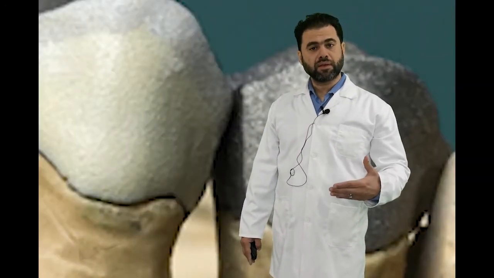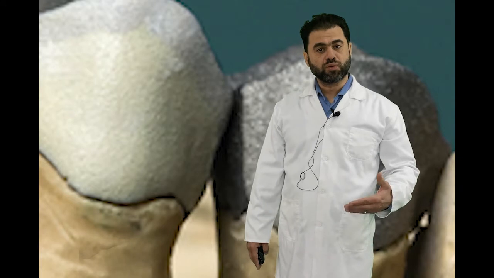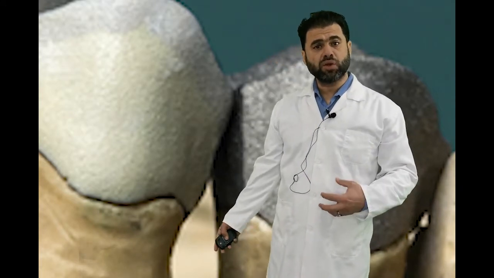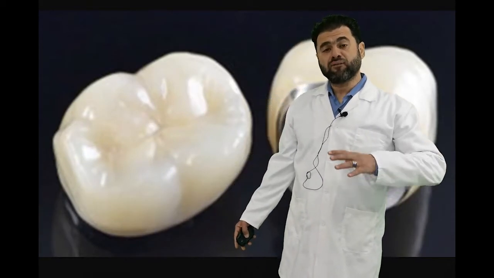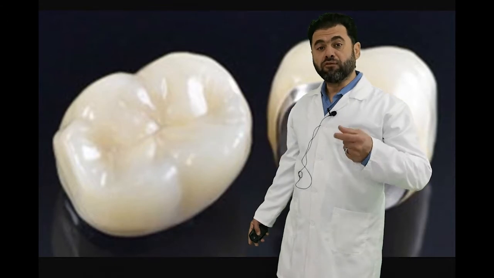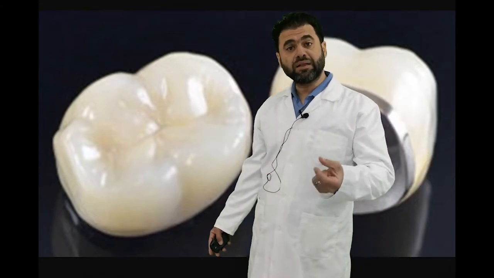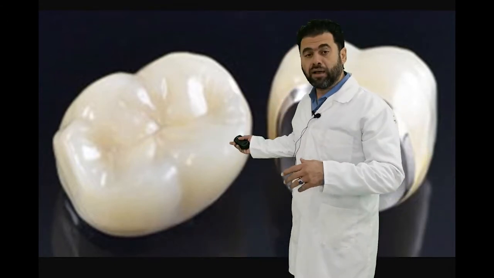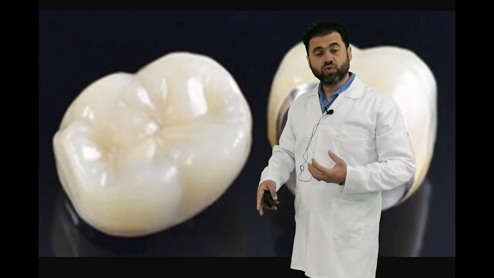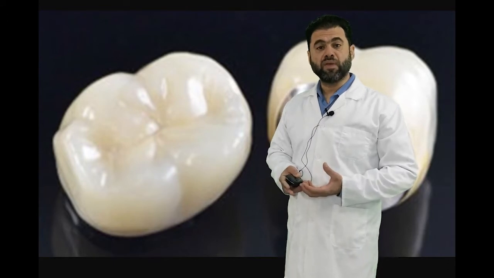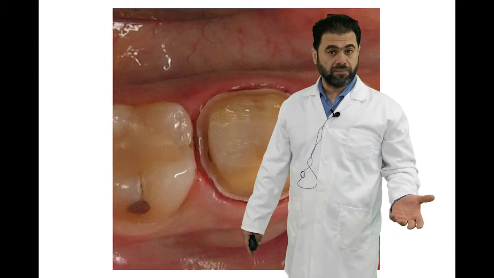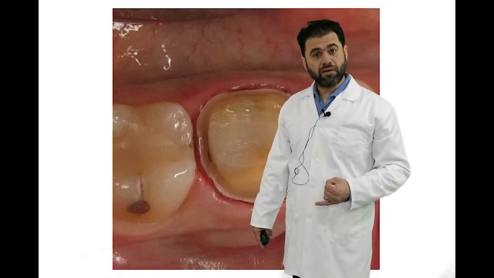For ceramic, porcelain fused to metal is a good choice, but it's not the best choice because we still have to make enough room for the metal and the porcelain. معناها انه احنا بدنا نضطر نحضر من السن كمية اكبر. So we have to make more tooth preparation حتى يعطينا enough thickness for the metal and for the porcelain. This is one shortcoming of that.